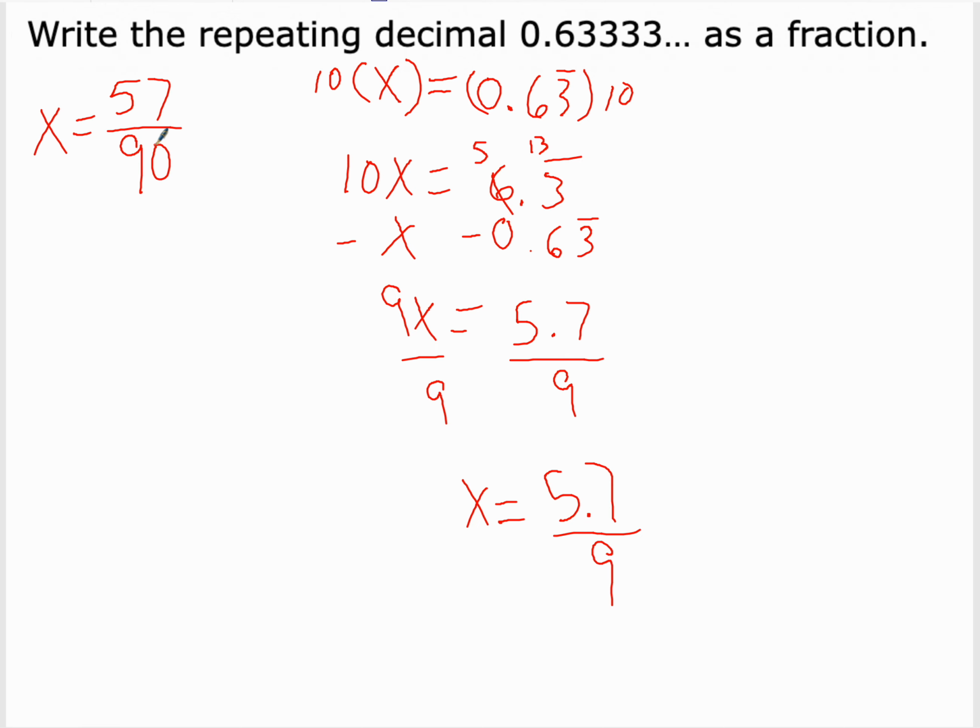I'm simplifying the fraction is what I'm doing. This is a complex fraction, we can't have that, so we want a simplified fraction. Simplify again. So 57, what's a number that goes into 57 that also goes into 90? 3. So 57 divided by 3 is 19. 90 divided by 3 is 30. 19 30ths.